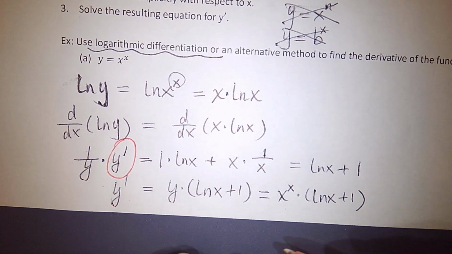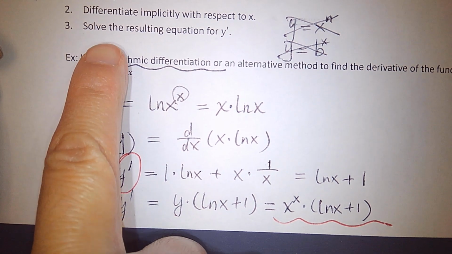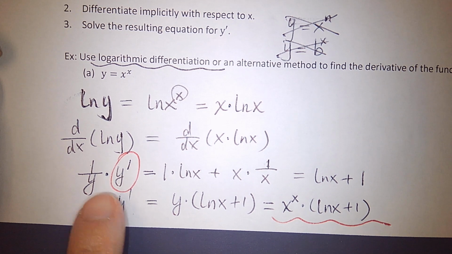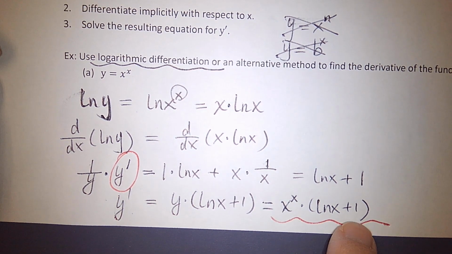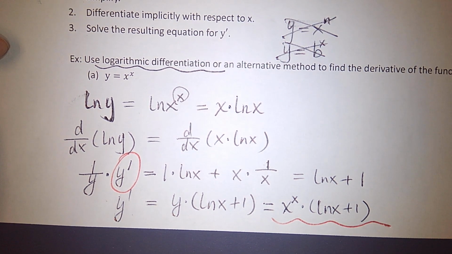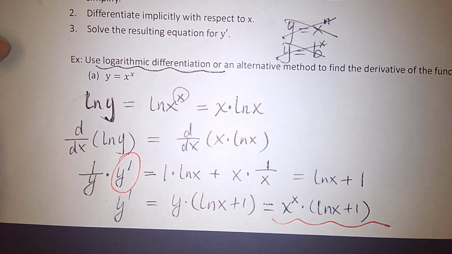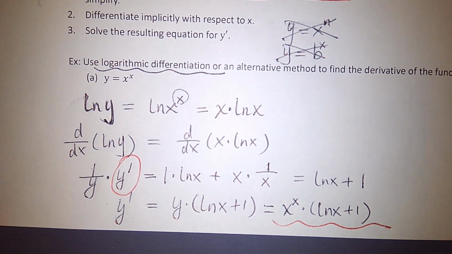So this is the answer. Should this be the fourth step? No, this is not the fourth step. This is still step 3, solve for y prime. We multiply by y on both sides and replace y by x to the x power. We can assume this is one step. But if you want to add a step 4, say, replace y by the original function f of x, it's up to you.